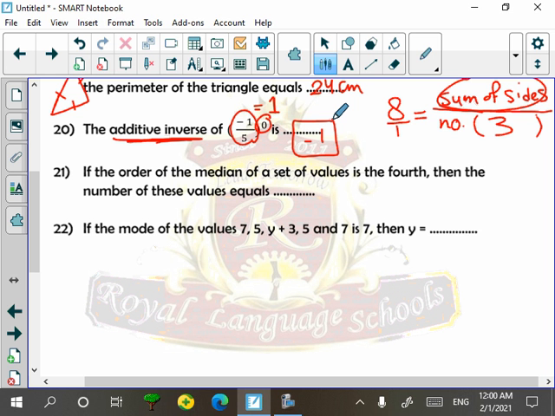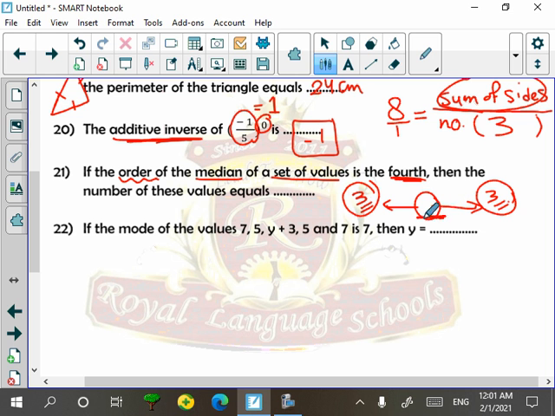Number 21: if the order of the median of a set of values is fourth, the median is number 4, or the fourth term. Then before it there are 3 numbers and after it 3 numbers. The number of values is 3 and 3, which equals 6 numbers, plus the middle number, so 7 numbers.